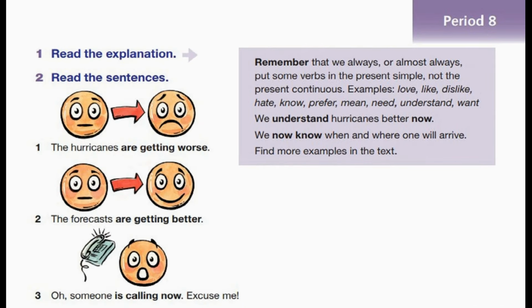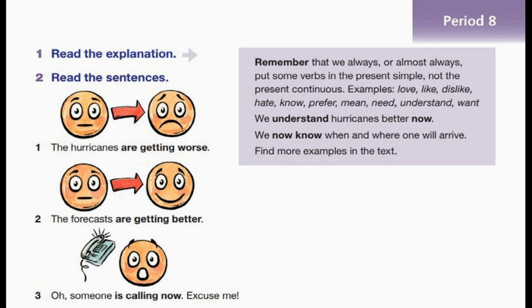1. Read the explanation. Remember that we always, or almost always, put some verbs in the present simple, not the present continuous. Examples: love, like, dislike, hate, know, prefer, mean, need, understand, want. We understand hurricanes better now. We now know when and where one will arrive. Find more examples in the text.